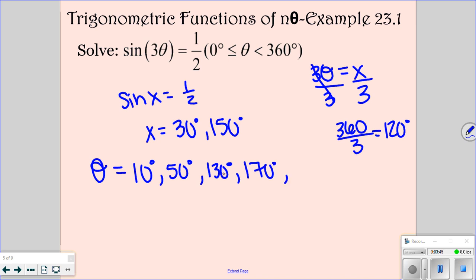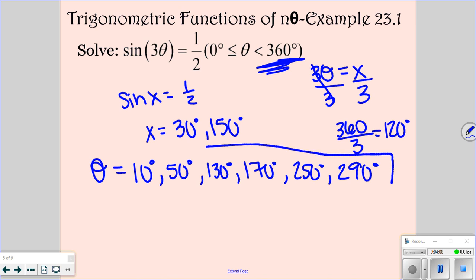And then you're going to keep going. So 130 plus 120 is 250. 170 plus 120 is 290. And you try again. And you stop once you get above 360, because that's our upper limit. So 250 plus 120 is 370. So we stop there because we got above 360. And so these are your 6 answers.